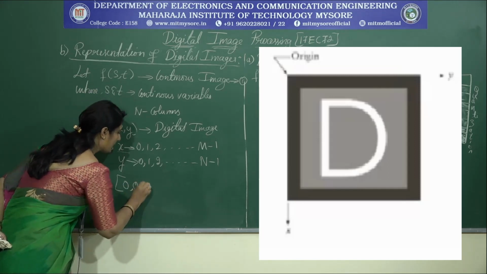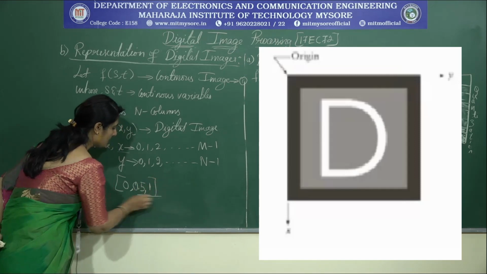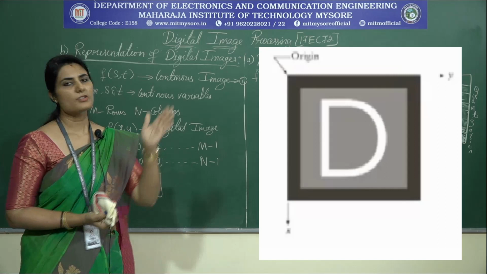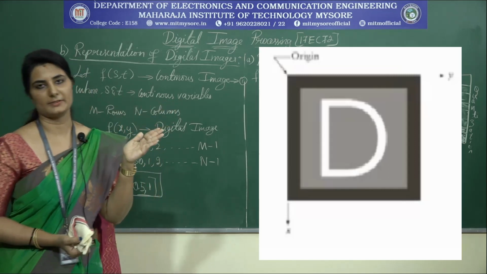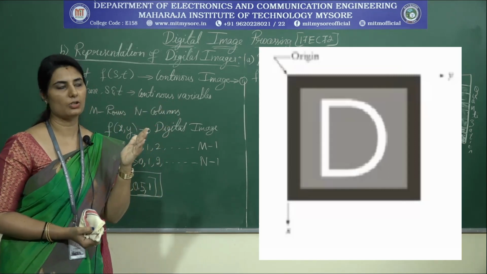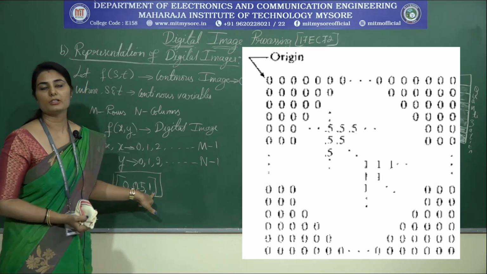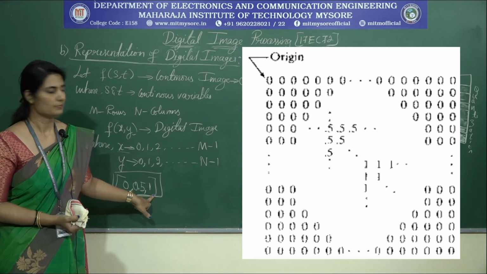The intermediate gray level is represented by 0.5. So this type of representation is usually used in printers, as well as in publishing and all. Here, this representation is most widely used.